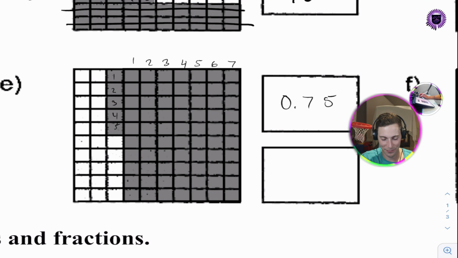Okay, 0.75. This one, you actually do need this 5. You can't go 0.7. The 5 is important because there's 5 hundredths and 7 tenths, or 75 hundredths. So once again, 75 over 100, right? 100 is our whole. 75 is our part.